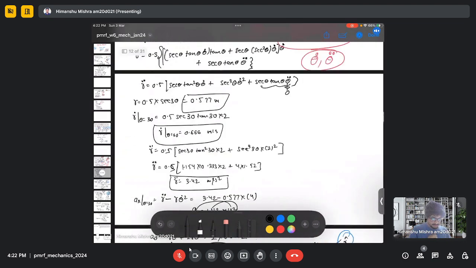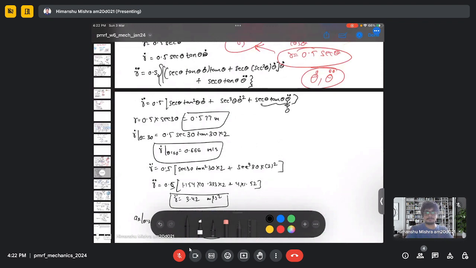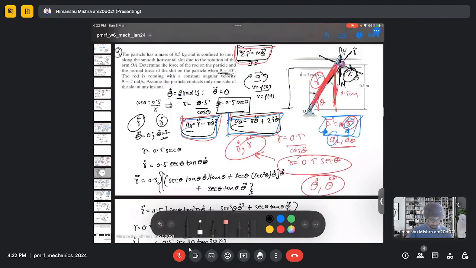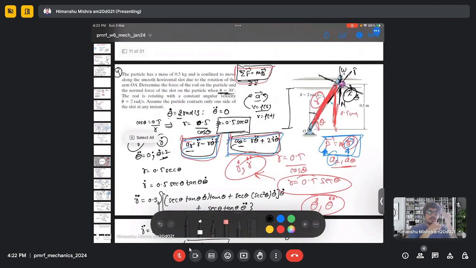So any doubt here? The procedure is similar in all the questions, it is just in a different coordinate system.